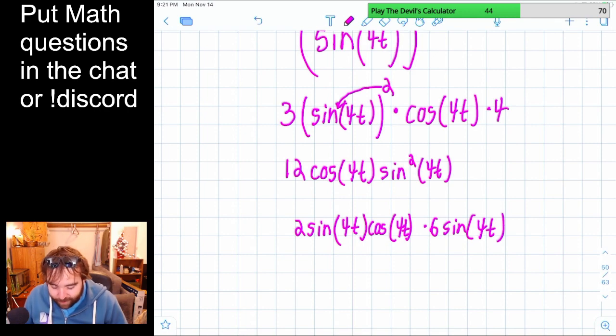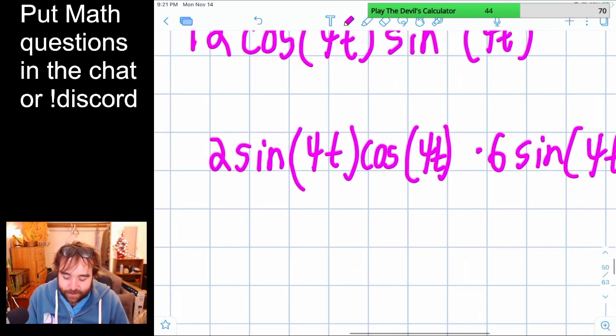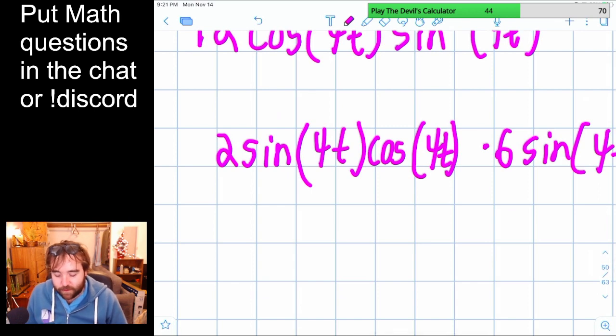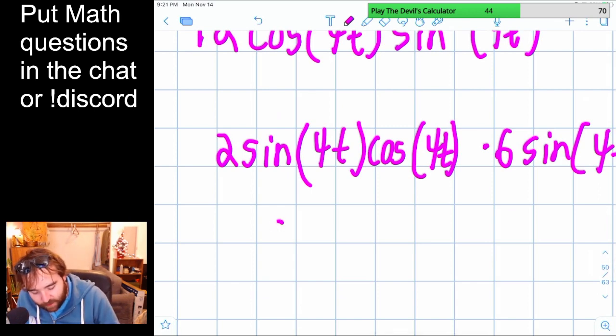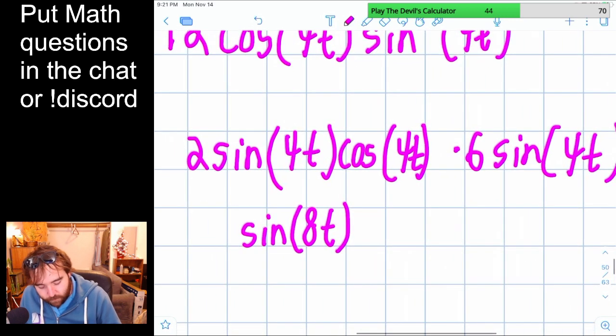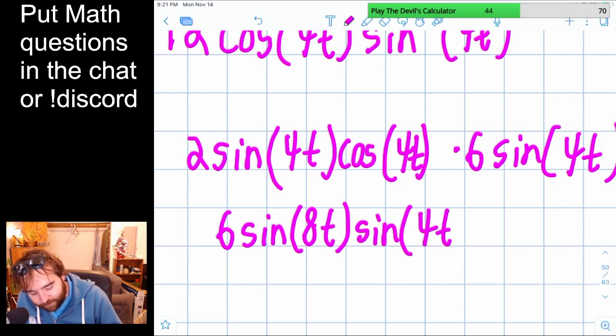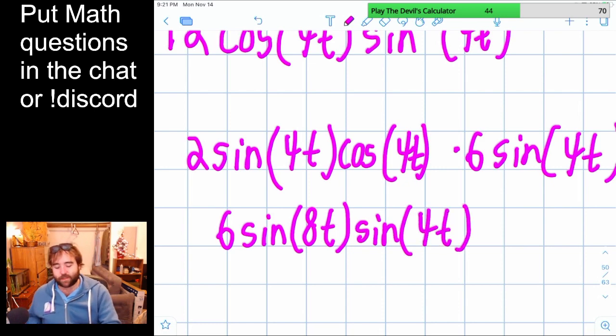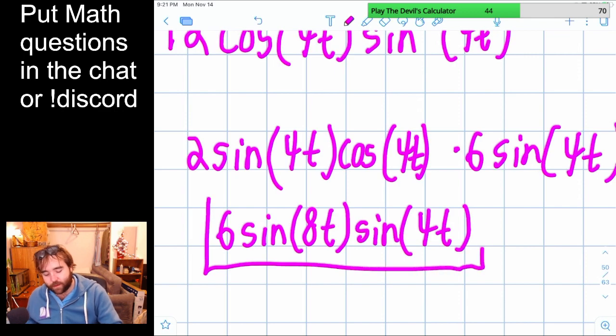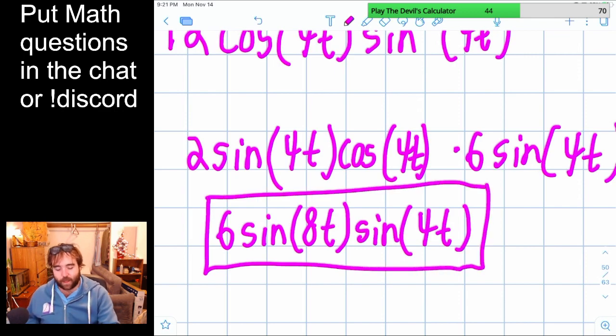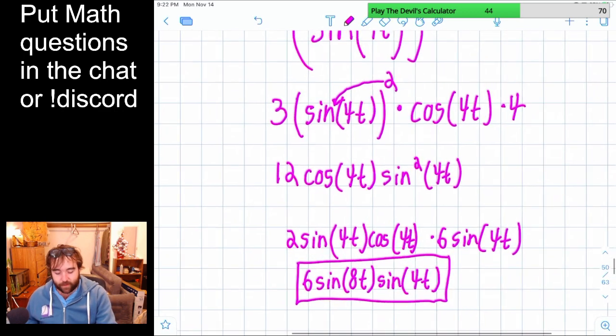Because see, now what we have is this is 2 sine x cosine x. So that's the sine of 2x. So in this case, that's the sine of 8t. And then times 6 times the sine of 4t. That's legit, right? And that is the final answer.